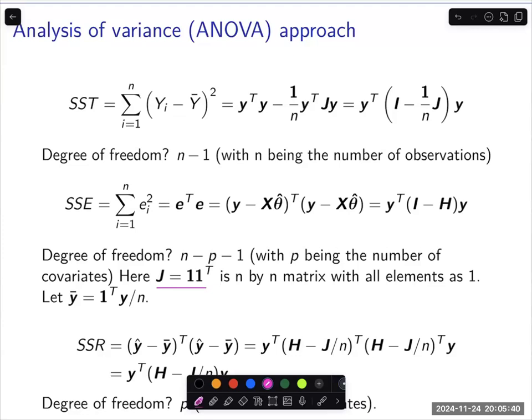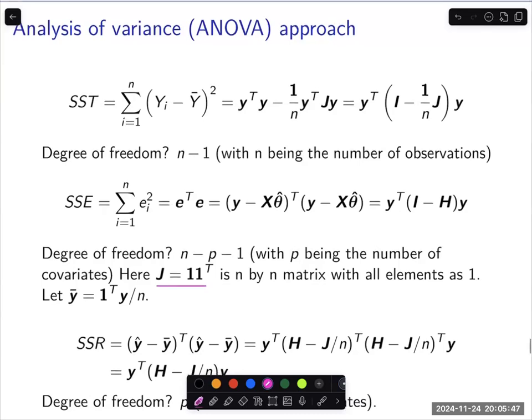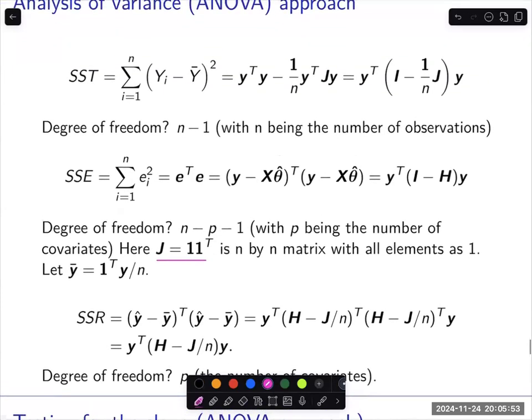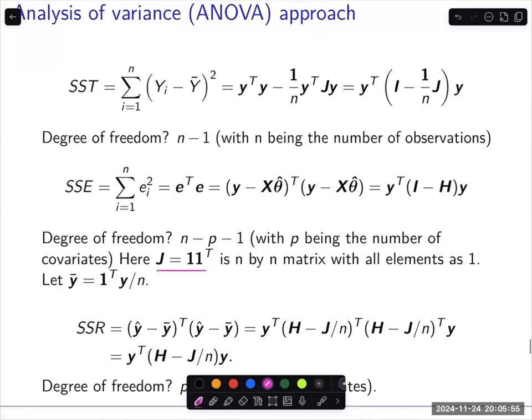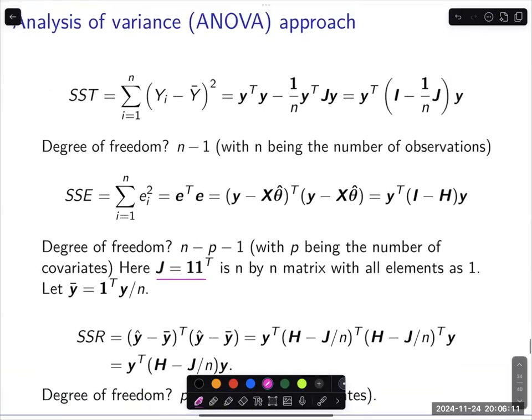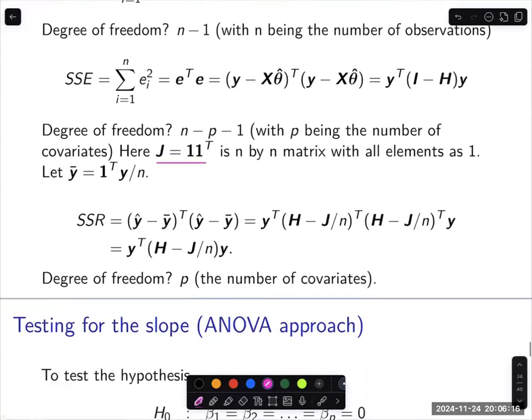If we use this as a component, we can write the SST, SSE, and SSR correspondingly, and the corresponding degrees of freedom are written there. It can be proved that SST, SSE, and SSR each follow a chi-square distribution with n-1, n-p-1, and p degrees of freedom respectively. The detail of the justification will be skipped, but if you are interested, you can try to prove it yourself.